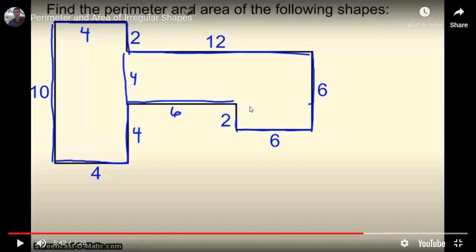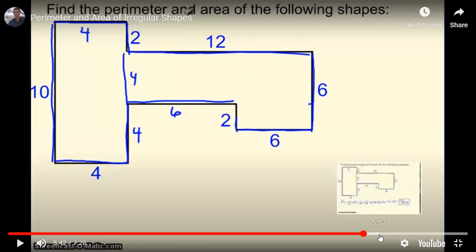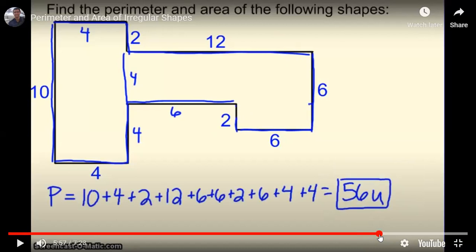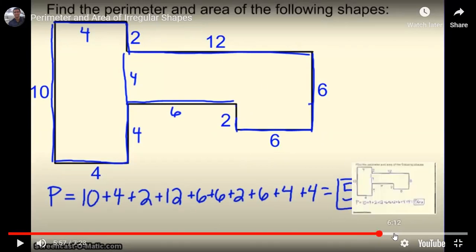Okay, Habibti, thank you. Okay, let's continue. In this one, I want to divide a figure into parts, right? At the beginning I said if I want to calculate the perimeter of the figure, we are going to add all the distances from outside: 10 plus 4 plus 2 plus 12 plus 6 plus 6 plus 2 plus 6 plus 4 and plus 4. So the perimeter will be 56 units.